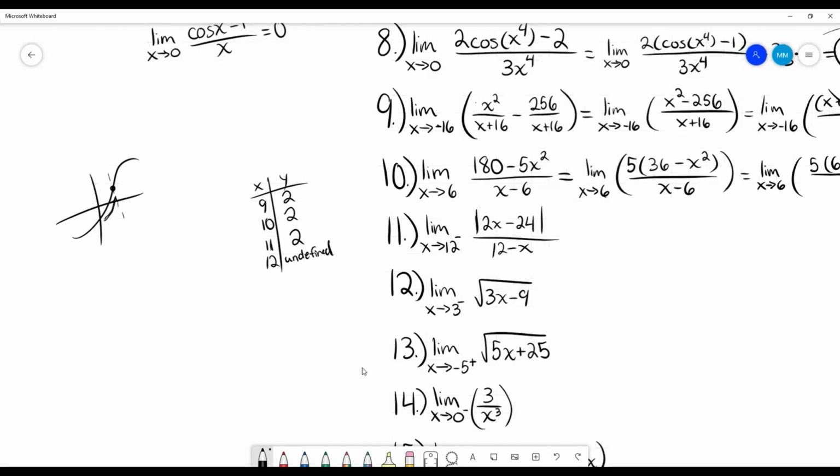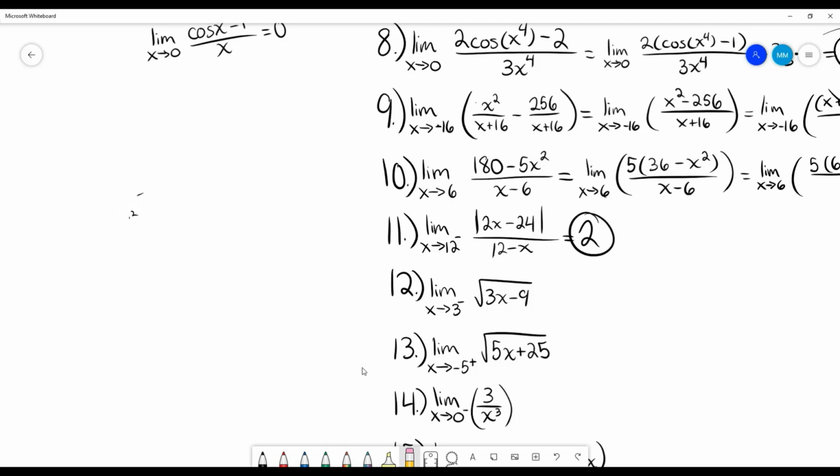That means that approaching from the left, we've just got this straight line. And maybe when x equals 12, it suddenly jumps up here, or maybe it goes down there. We don't know, right? But it doesn't matter because we're just approaching from the left. And so in this case, that shows us that as we get closer and closer to 12, our y value approaches 2. So our limit is 2.